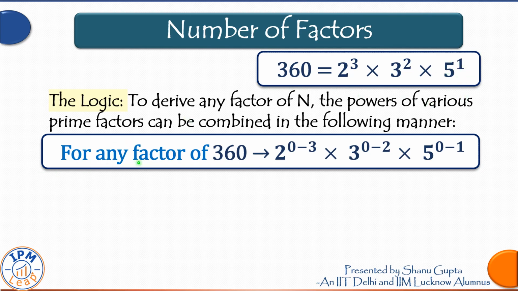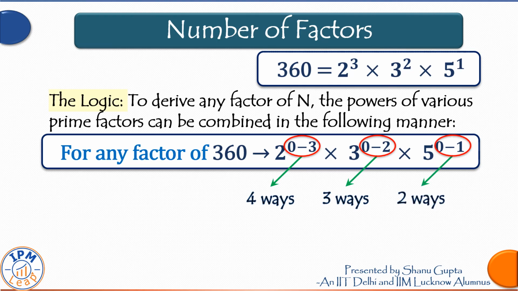In any factor of 360, the power of 2 can vary from 0 to 3, which means it could be 0 or 1 or 2 or 3. So the power of 2 can be chosen in 4 ways. The power of 3 can vary from 0 to 2, which means it could be 0 or 1 or 2. So the power of 3 can be chosen in 3 ways. And the power of 5 could only be 0 or 1, that is 2 ways.